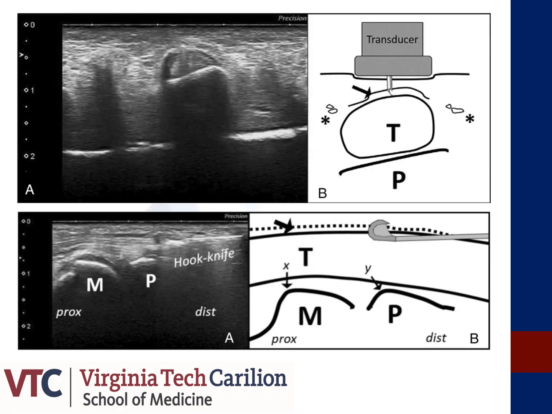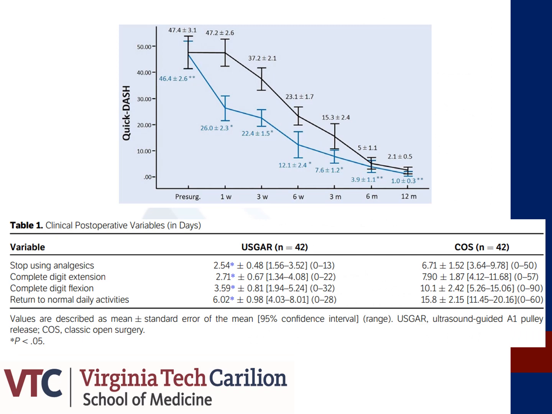Here are some ultrasound images showing the two different techniques that can be utilized for ultrasound guided releases. Figure A shows the utilization of a 16 gauge needle, while figure B shows use of the hook knife. This study directly compared 4 postoperative variables, including the ability to stop using analgesics, ability to obtain complete digit extension and flexion, and the ability to return to normal daily activities.